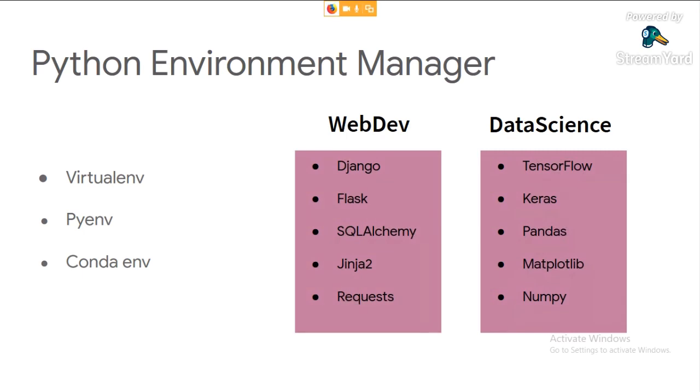So a Python environment manager is something which helps to create those environments, to manage those environments, and to keep the packages separately for different tasks. As you can see, we have two different environments: a web dev environment and a data science environment. We have packages like Django, Flask and Jinja2 in the web dev, and we have TensorFlow, Keras, Pandas, NumPy, etc. in the data science environment.